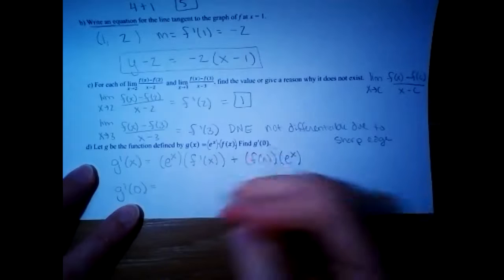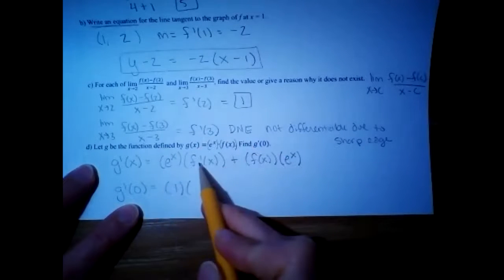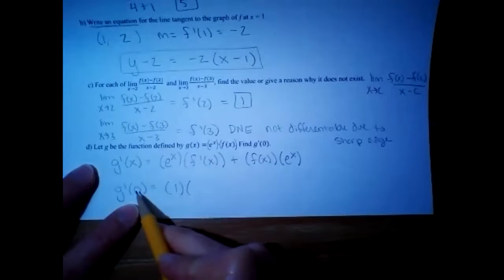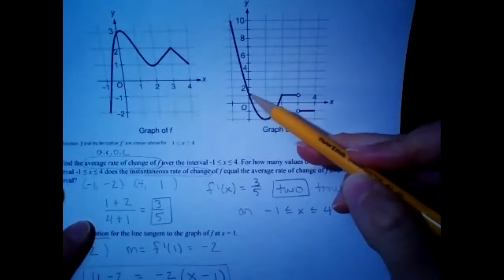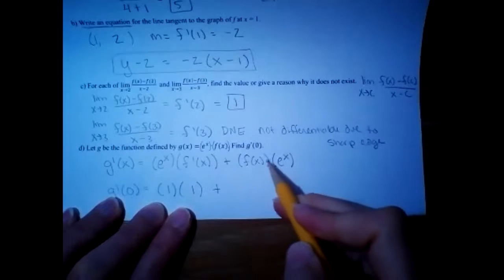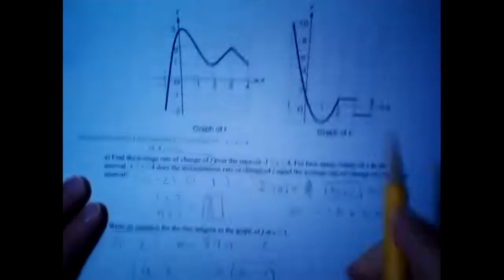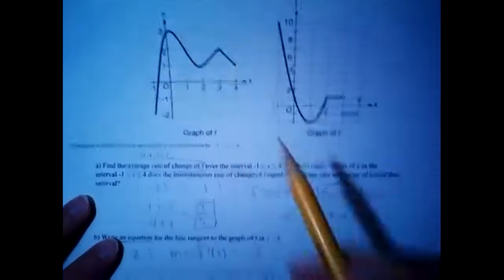So e to the 0 power is 1. And then f prime of 0. We're going to go to the derivative graph and look for 0. Here's the derivative graph. 0 is at 1, so that will be 1 for that. All right, plus f of 0. Now we go to the graph of f and look for 0, and that is at 3. So that is going to be 3.